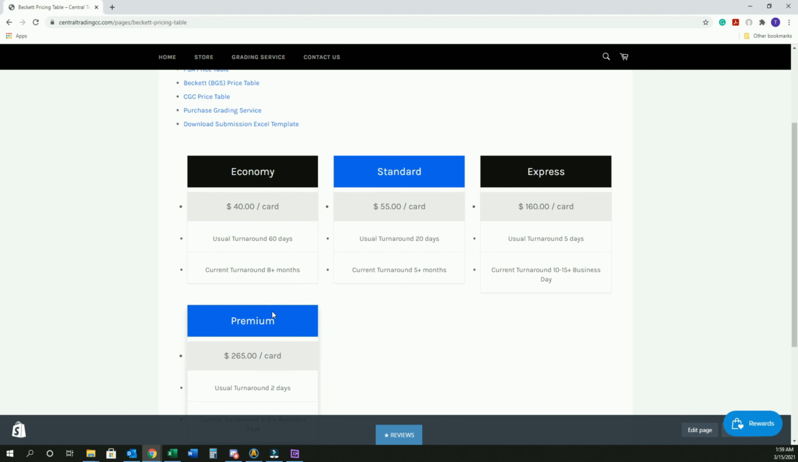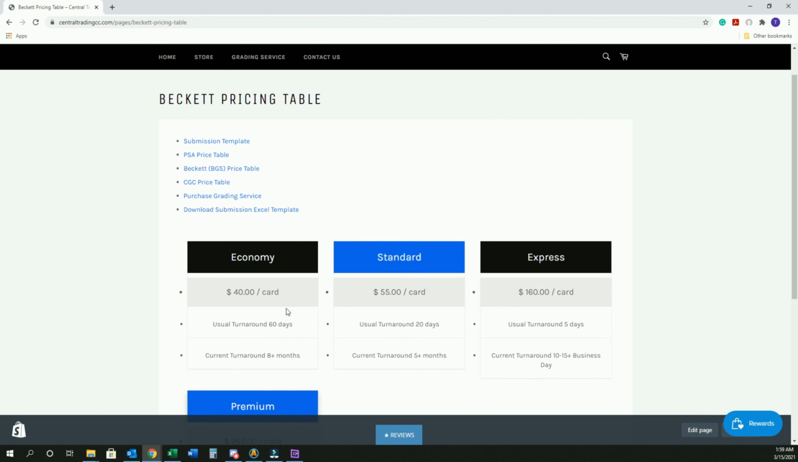So the way these brackets break down is the first column is the current price. The second column is the usual turnaround time, but the third column is actually what the current turnaround time is right now, according to Beckett's website. I think you get an idea here too. There are no price tiers for Beckett, so there is basically no limit on the value of the card for that tier. Unlike PSA, they won't bump you up to the next one. It's really just how fast you want that card to come back to you. So Beckett's pretty straightforward, nothing too crazy.